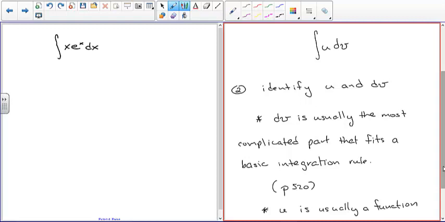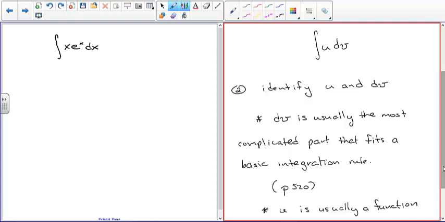So for our two examples, in the first one, dv was e to the x. So e to the x was more complicated than x. And because it was more complicated, but I knew how to integrate e to the x, I chose that as being the dv part. Whereas in the second problem, I couldn't choose the natural log of x dx to be dv because I don't have a basic integration rule that tells me what the integral of the natural log is. So that's why I had to switch them around. But I did know how to integrate x dx.